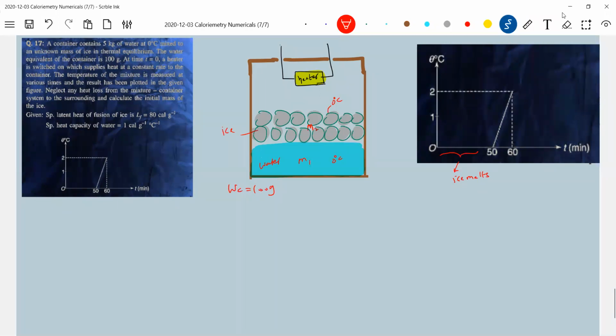So I'll start with simple. We know Q equals m2 LF. The heater will supply heat continuously, so dQ by dt should be equal to... what do you mean by dm2 by dt? The rate at which ice melts.